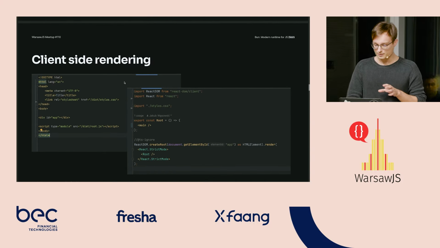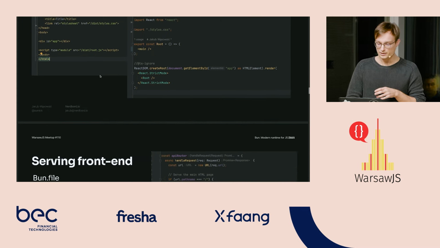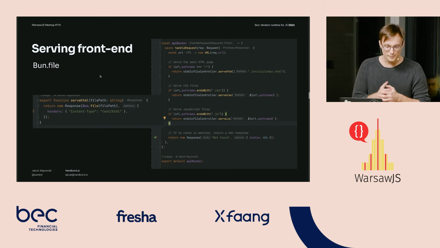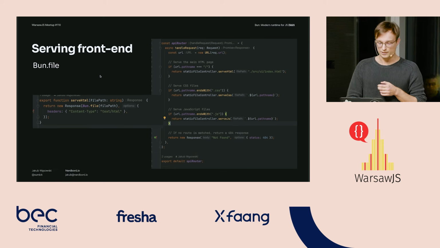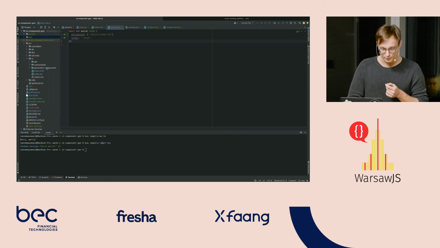So yeah, this I did show you. This is my version of client-side rendering, which I prepared. And now it's time to serve our frontend. So I use an API of Bun called Bun.file to do it. Let's come back to code.